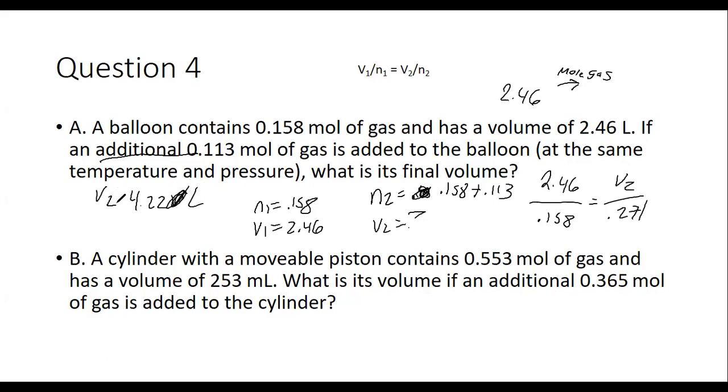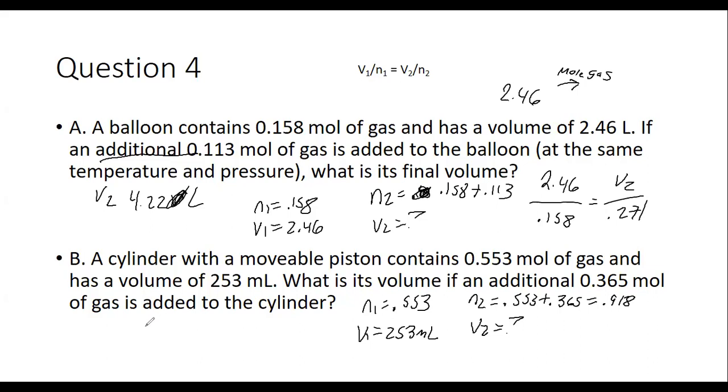I'll do B super quick as well. So a cylinder with a movable piston has 0.553 moles. So that's my initial starting amount of moles. The volume is 253 milliliters. What is the volume, V2? I don't know. If I add an additional 0.365. So I originally had 0.553. I'm adding 0.365, right? So my new amount of moles is 0.918.